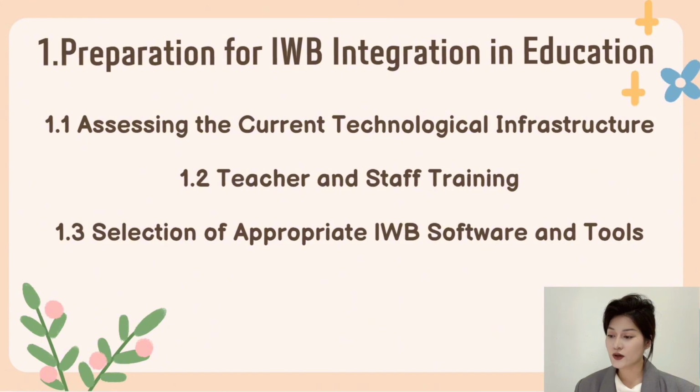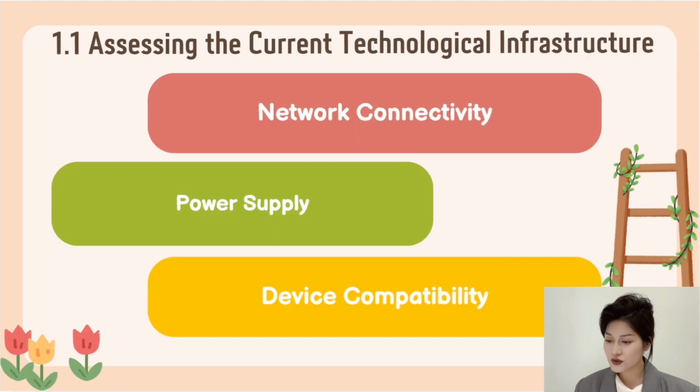Okay, let's go to 1.1, assessing the current technological infrastructure. Schools need to evaluate their current technological infrastructure to ensure that it can support the smooth integration of IWBs. This involves reviewing network capabilities, power supply configurations, projection systems, and audio equipment. A thorough assessment ensures that the classroom environment is ready for IWB use.